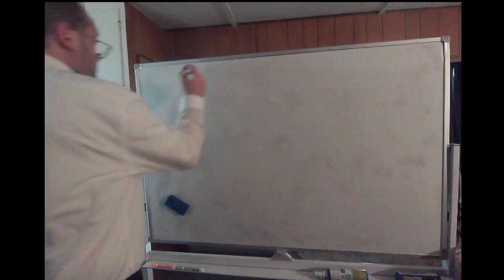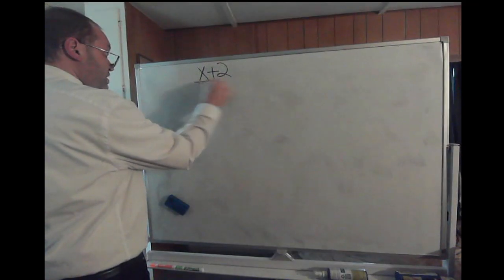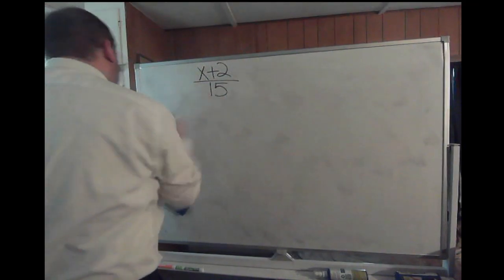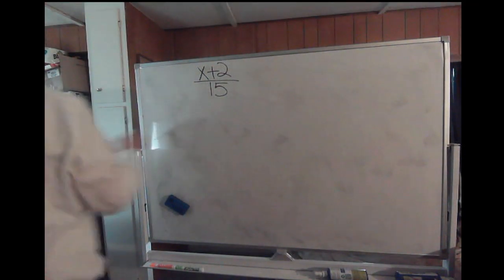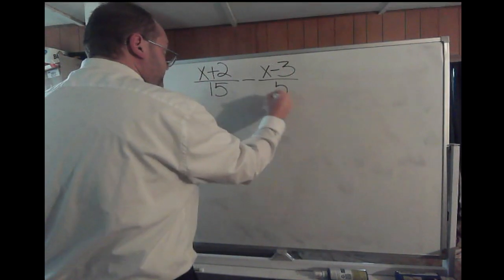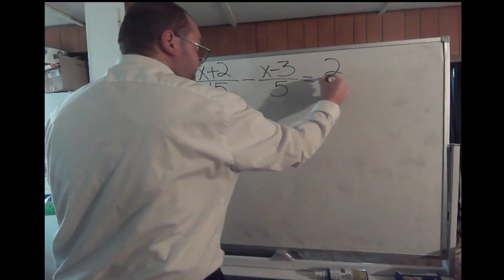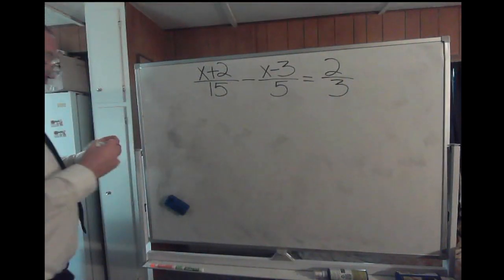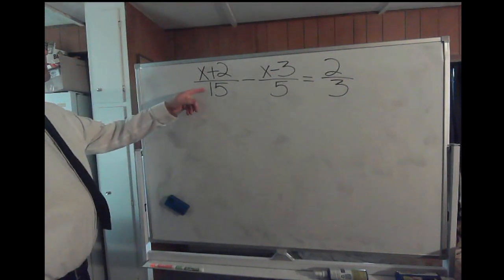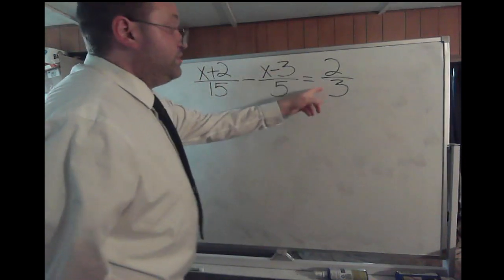Alright, what's next? Let's see. x plus 2 all over 15 minus x minus 3 all over 5 is equal to 2/3. Alright, so we got x plus 2 all over 15 minus x minus 3 all over 5 equal to 2/3.